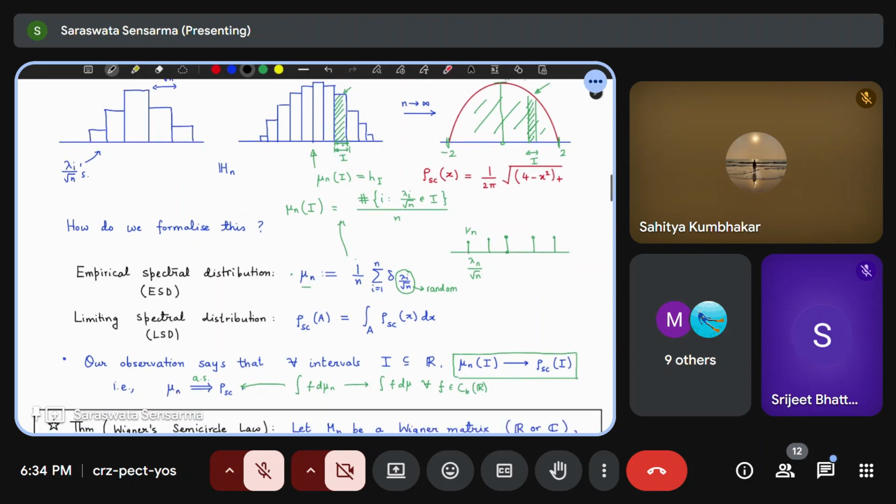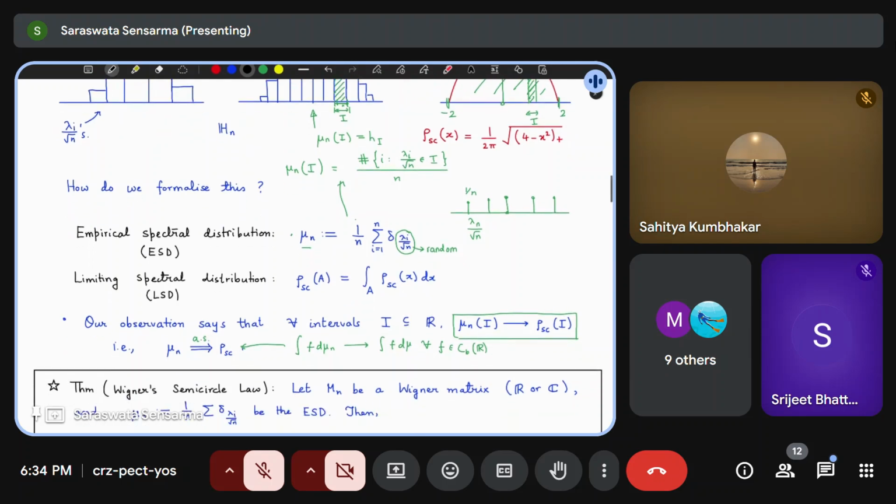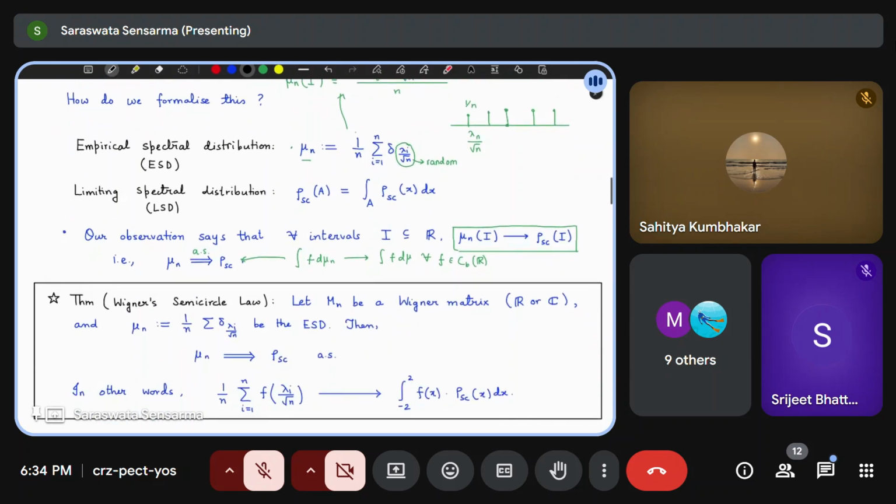All right, so let me state the semicircle law in its full glory. Let's say Mn is a Wigner matrix, real or complex valued, both work. Then this empirical spectral distribution converges weakly to our semicircle law. Weak convergence is the only thing here because in the space of measures, that is the only natural convergence. And this entire thing happens almost surely.